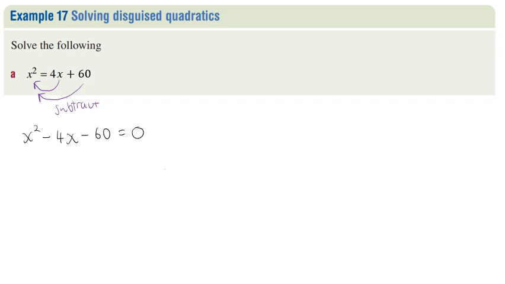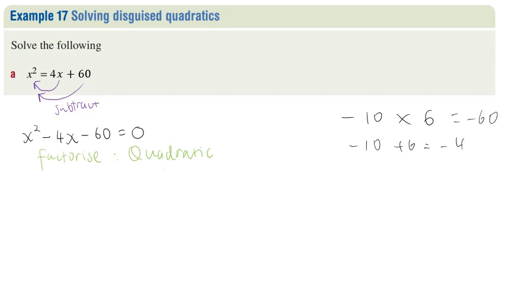Now I can factorize, and this is a quadratic. So I'm looking for two numbers that multiply to give negative 60, but add to give negative 4. All right, so if we've got negative 10 times 6, that equals negative 60, and negative 10 plus 6, that equals negative 4. If you're not sure, just put it into the CAS calculator, menu algebra factor, and it'll tell you. So then we put it in our brackets.